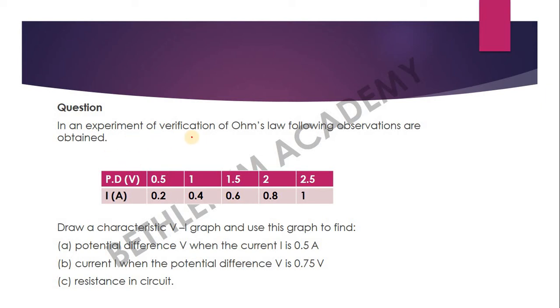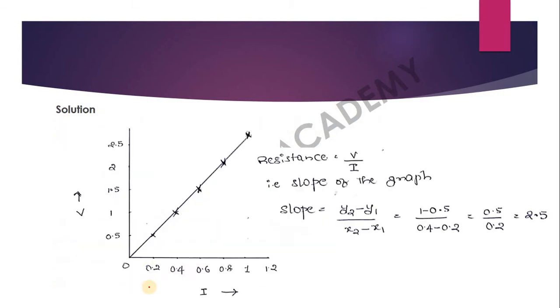In an experiment of verification of Ohm's law, the following observations are obtained. The potential difference, that is voltage, and the current I are recorded as given in the table. Then draw a characteristic VI graph and use this graph to find out the potential difference V when the current I is 0.5 amperes, find out the current I when the potential difference V is equal to 0.75 volts, and the resistance in the circuit. This is a very easy question.